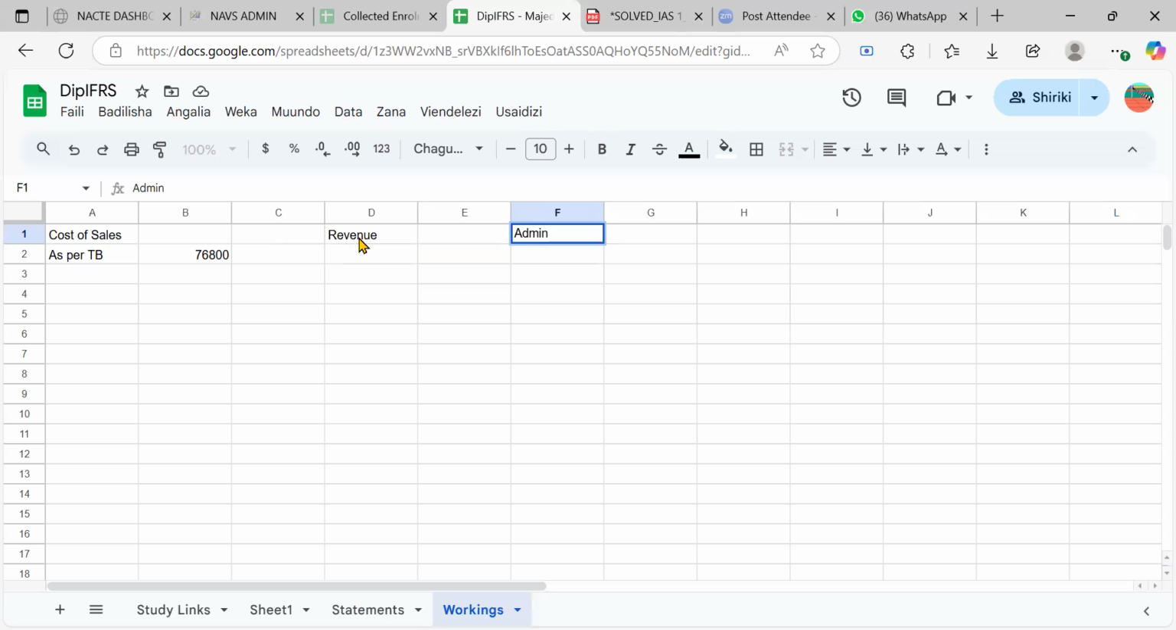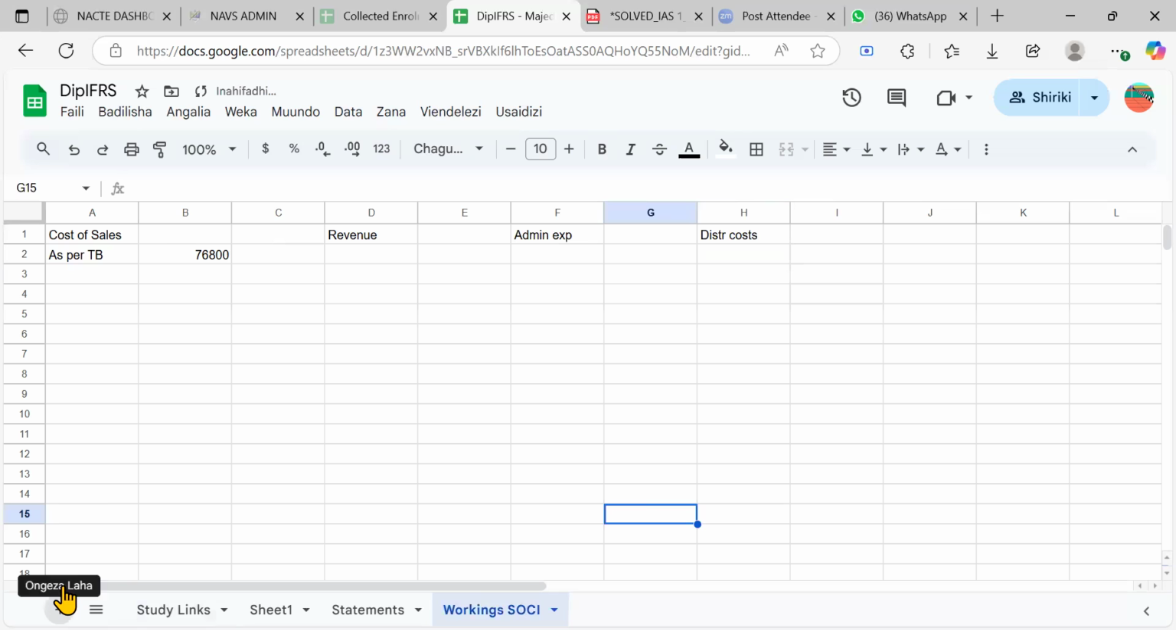You could also have the workings for distribution costs. Okay, let's just go on. If we need more, we'll be adding more too. And as for the workings, since we are solving here, I could say these are the workings for the income statement, for the statement of comprehensive income items.